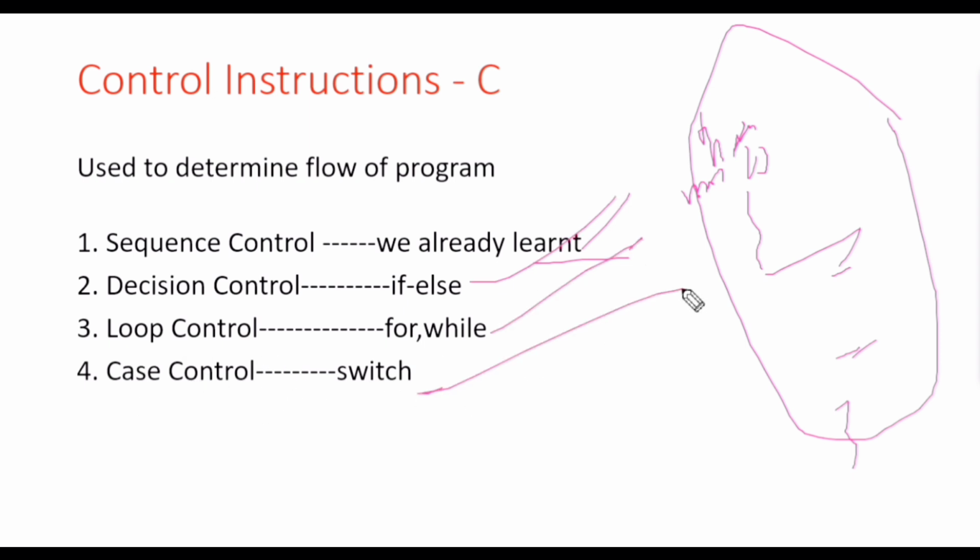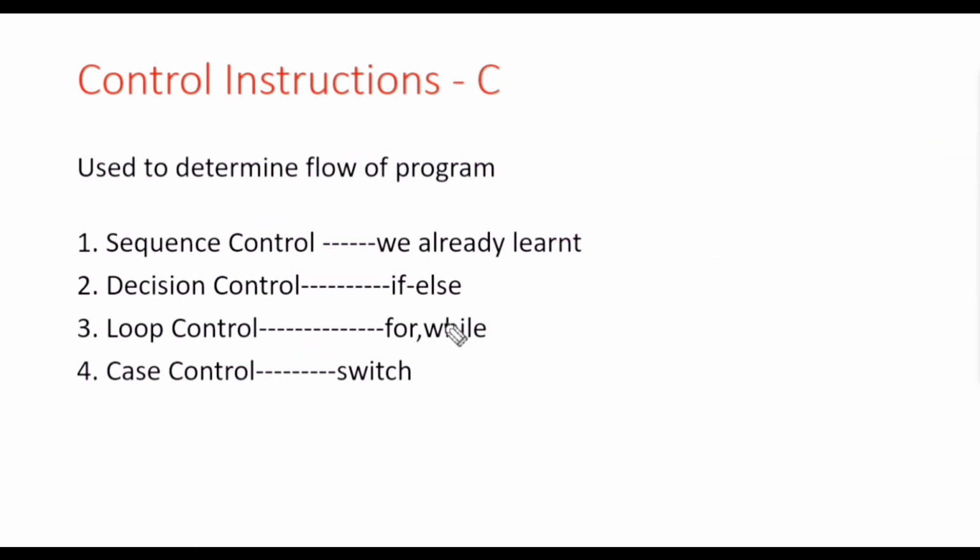Any program consists of a set of code or set of lines of code. That sequence we call sequence control. Who will control? Here the compiler will control, that means it will execute step by step.